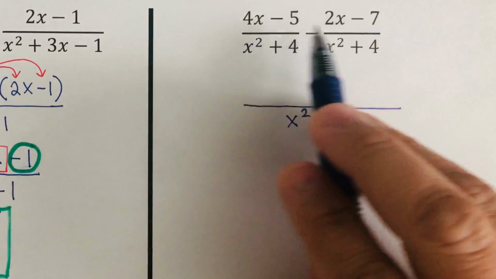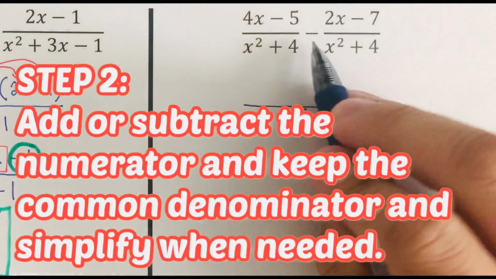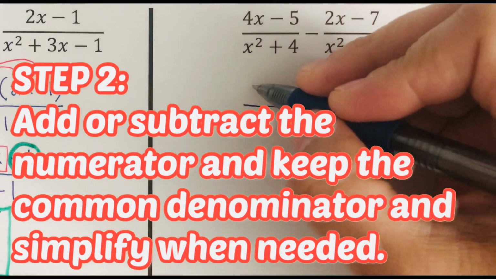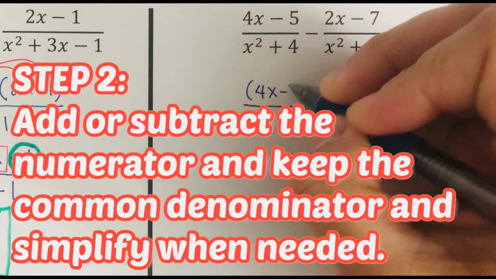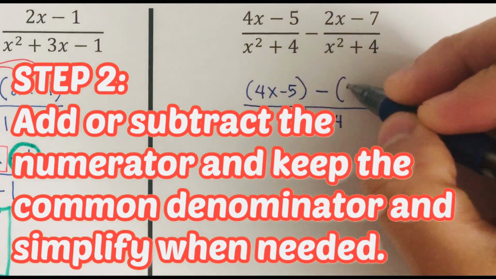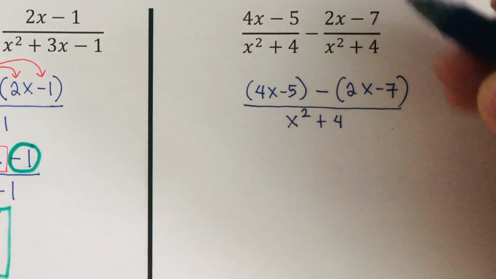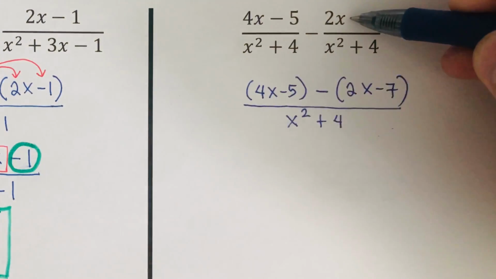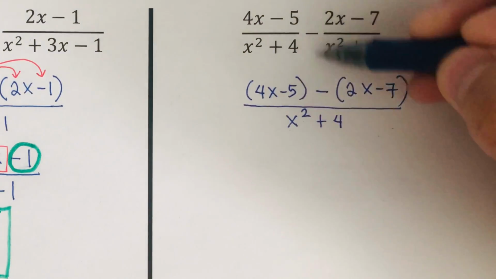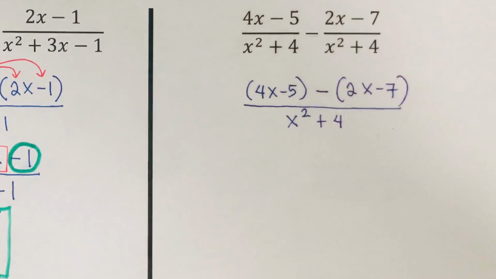And then we put these two numerators next to each other, but we're going to subtract them instead of adding them. So that would be 4x minus 5 minus 2x minus 7. This is the first numerator, this is the second numerator, and that's the minus, the operation in between these two rational expressions.